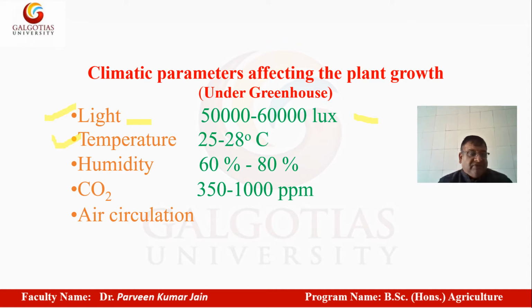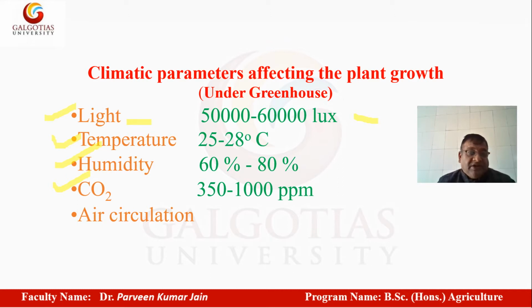So with the help of some foggers or some windows, this is the modification we can do, and we can maintain the temperature. The ideal humidity you can say is 60 to 80%. The carbon dioxide concentration is up to 1000 ppm, and there should be air circulation inside in order to keep the pollens and all moving.